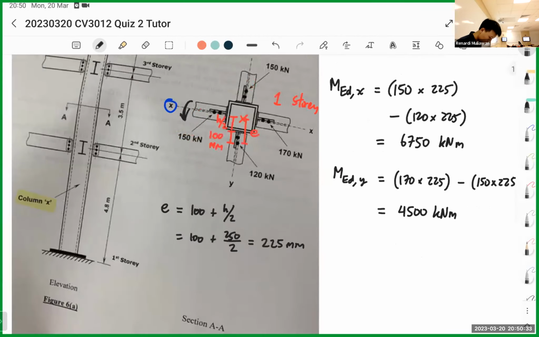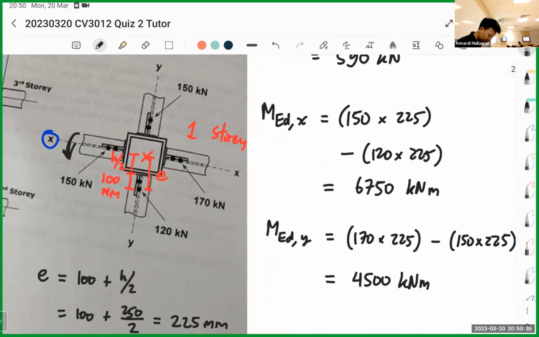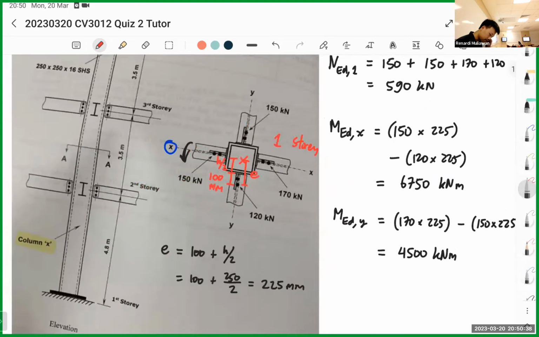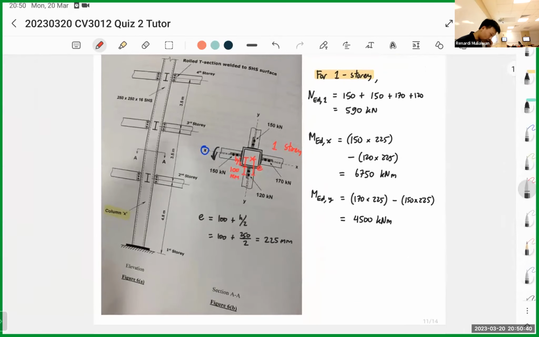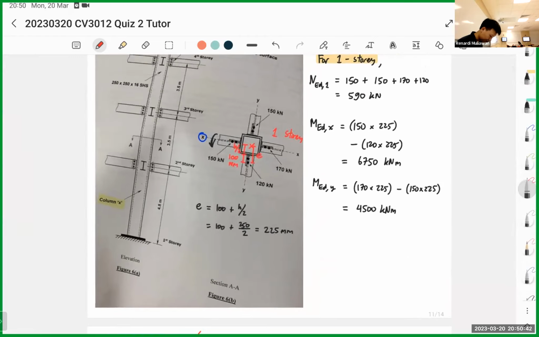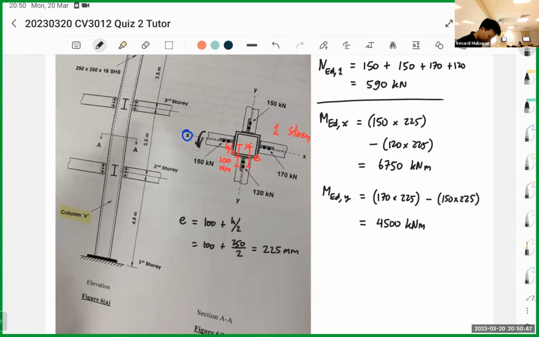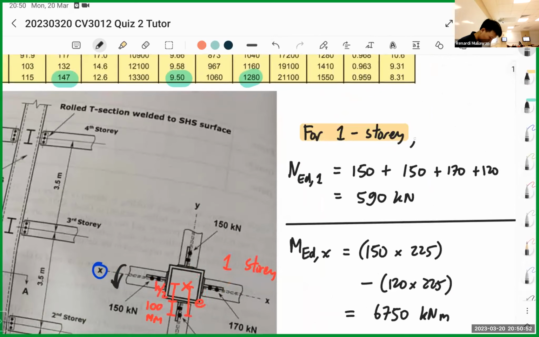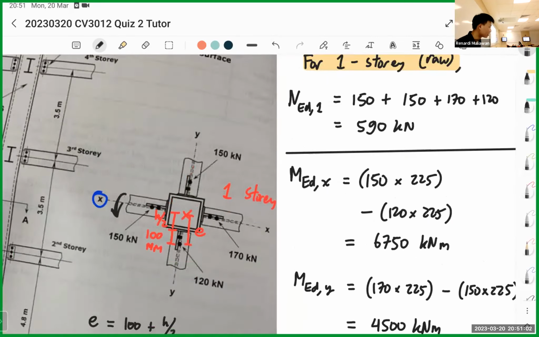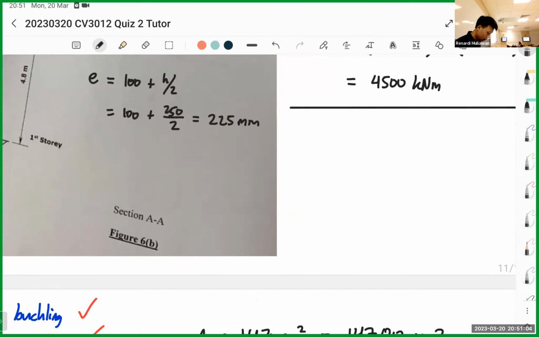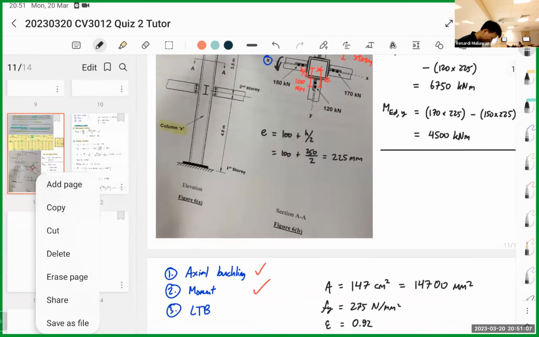Okay, so done. So which one do you use? Is this one? Okay, so this is for one story. This one is raw loading. Remember, this is for one story. I'll add one more page.